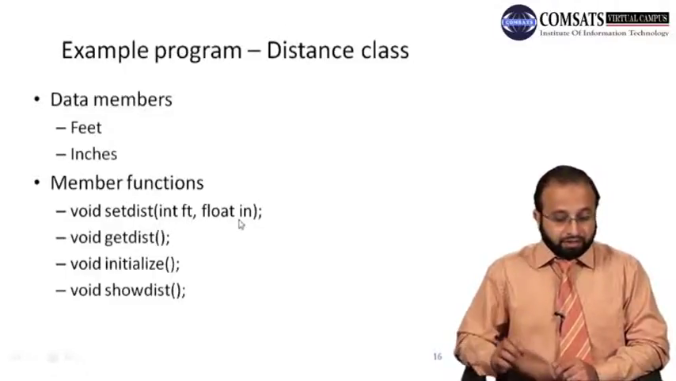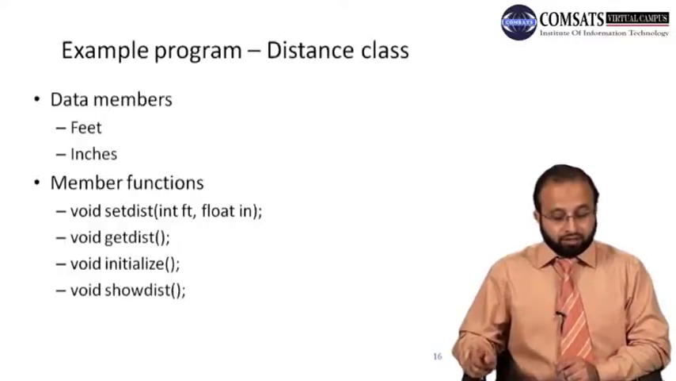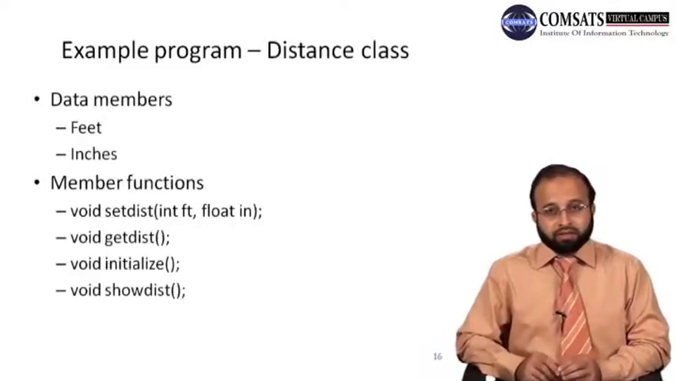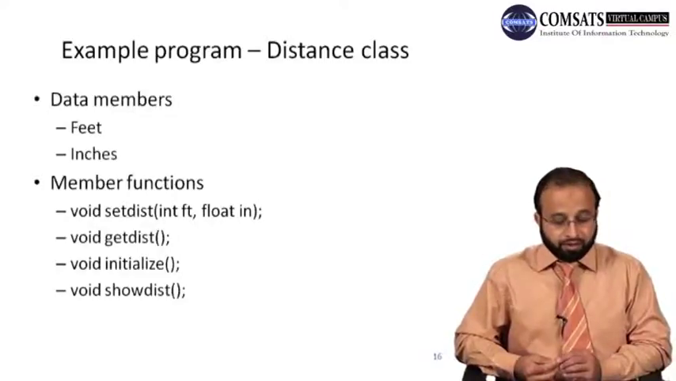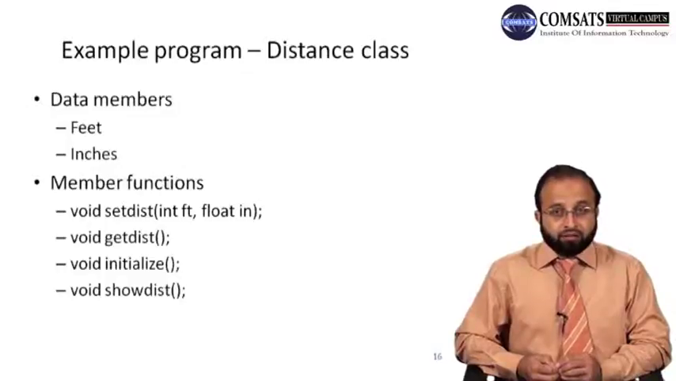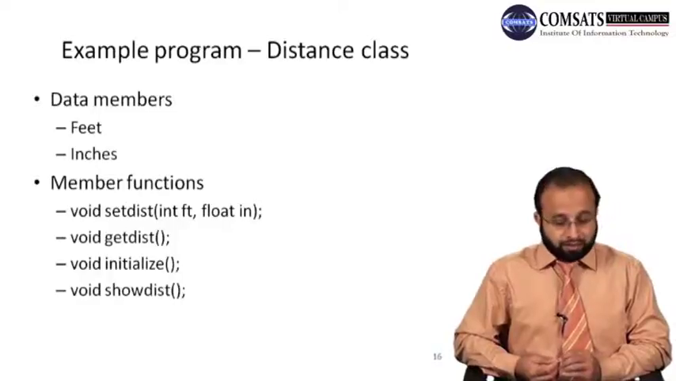So you will call, let's say, d1 dot set dest, and inside the brackets you pass two values from the main function or any other function outside the definition of the class, and then what will happen is whatever value you are passing to that function, it will assign this value to the private data member of the object of that class.